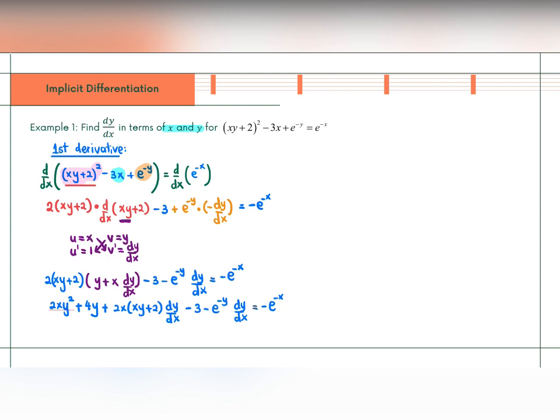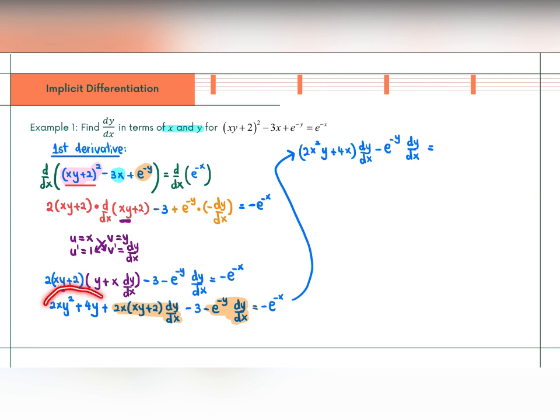Okay, so sekarang ini saya nak groupkan together yang ada dy over dx supaya nanti dia boleh jadi sebagai our subject. Okay, so ini saya akan continue on this part. So saya ada 2x squared y. Okay, ini saya dah nak masuk. 2x squared y plus 4x of dy over dx minus e of negative y dy over dx equals to.